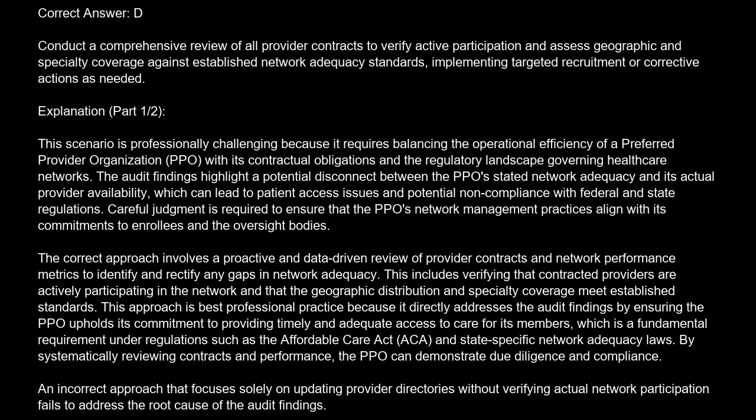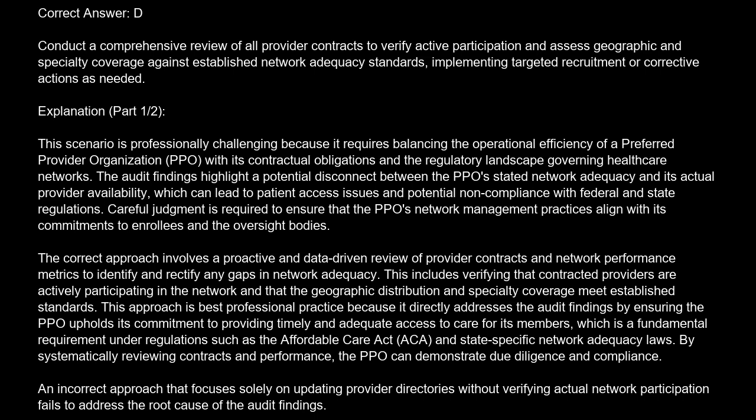The audit findings highlight a potential disconnect between the PPO's stated network adequacy and its actual provider availability, which can lead to patient access issues and potential noncompliance with federal and state regulations. Careful judgment is required to ensure that the PPO's network management practices align with its commitments to enrollees and the oversight bodies. The correct approach involves a proactive and data-driven review of provider contracts and network performance metrics to identify and rectify any gaps in network adequacy.